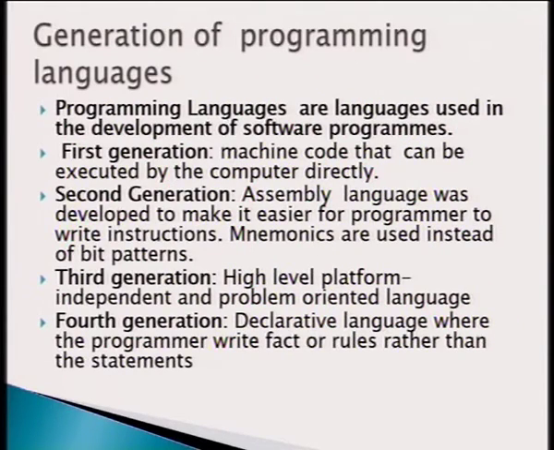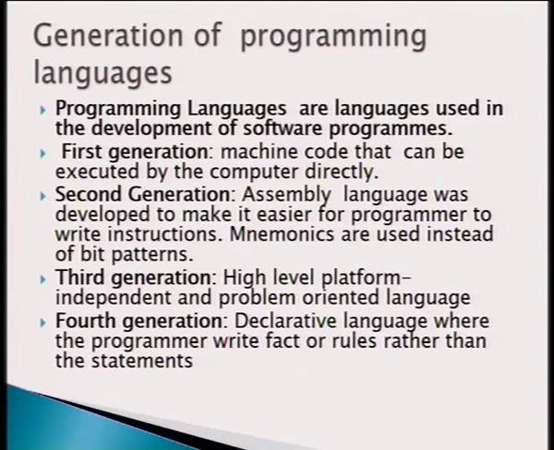Okay. Now, generations of programming languages. Programming languages are languages that are used when you are programming or writing software programs. They come in different generations, just like human beings, we also exist in different generations. We've got the first generation, which is more of machine code that can be executed by a computer directly.